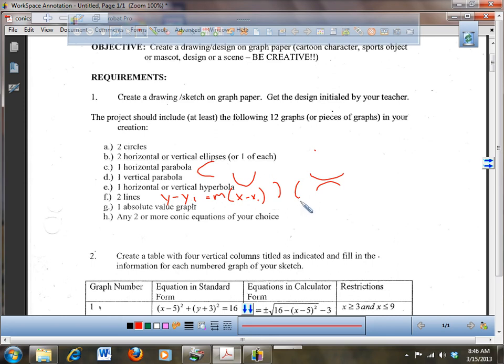It's a V. A V, okay, so you could have a vertical absolute value graph, or you could have a sideways absolute value graph, or more than one, some of you, and any 2 more of your choice. Okay, so you need to have 12 conics, and I do look for them when I grade the project.